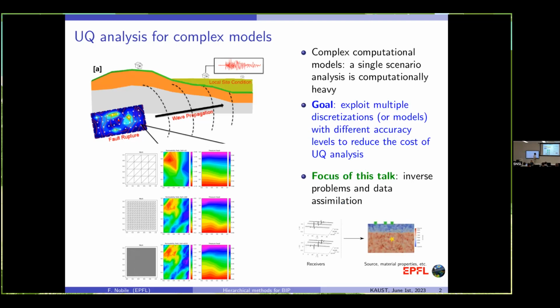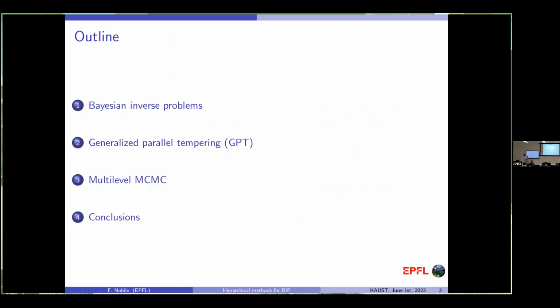So actually, in this talk, I will discuss ways of including coarser or cheaper simulations in the Bayesian framework. And as I said, the focus is on this inversion, mostly for the source location, but also for some material properties. Okay, so in particular, we'll present two works that we did that essentially extend or analyze some ideas that were around.